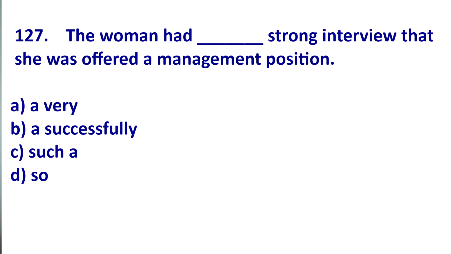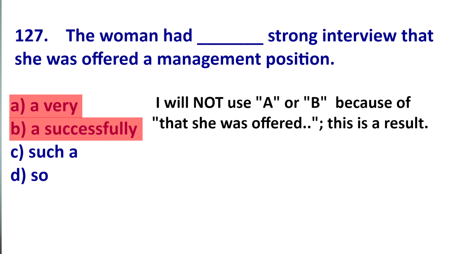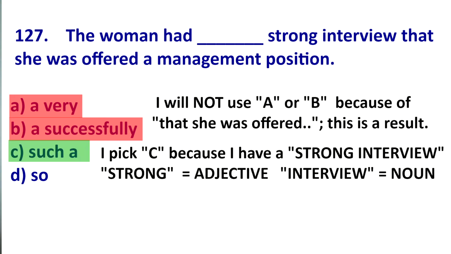So let's look at a TOEIC example. It says, the woman had blank strong interview that she was offered a management position. Well, I'm not going to use a very because I have a result that she was offered. I'm not going to use a successfully because I have a result that she was offered. So it's either C or D. And the answer is C because I have strong adjective, interview, noun. She had such a strong interview that subject plus verb.